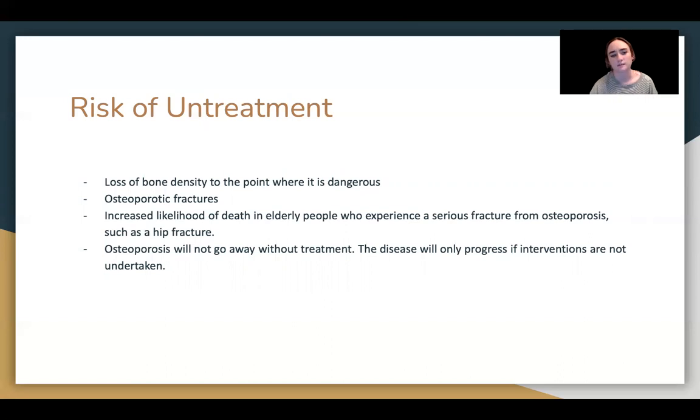Osteoporotic fractures: increased likelihood of death in elderly people who experience a serious fracture from osteoporosis, such as a hip fracture. I've heard many people tell me that when elderly people get hip fractures, it's really hard for them to bounce back. And osteoporosis will not go away without treatment. This disease will only progress if interventions are not undertaken.